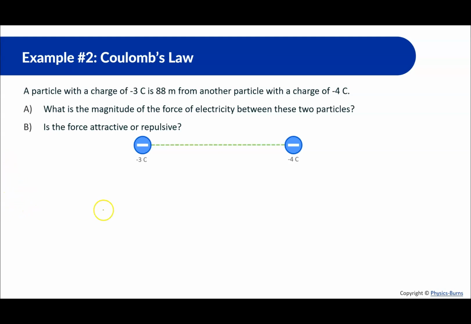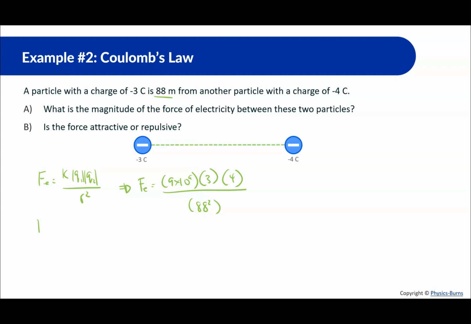So when we're doing this, the force of electricity is equal to K times the absolute value of Q1, the absolute value of Q2, divided by how far they are from each other squared. Let's plug that in. 9 times 10 to the ninth. Charge 1 is just 3, the absolute value. Charge 2 is 4. Divided by how far they are from each other, 88 squared. Again, remember to put a lot of parentheses or else you might mix things up.